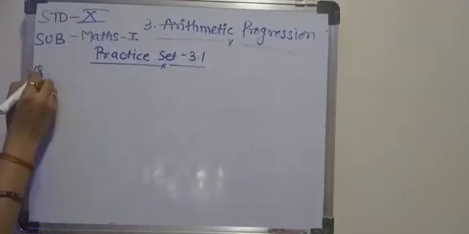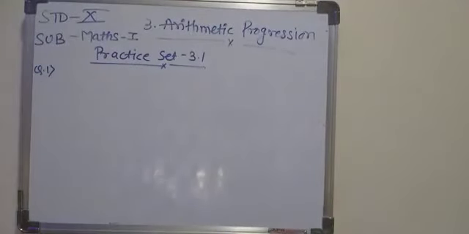Question number 1. In question number 1, they have asked which of the following sequences is an AP. If they are AP, find the common difference. So first we have to identify whether the given sequence is in AP or not. Okay? So see the first one.